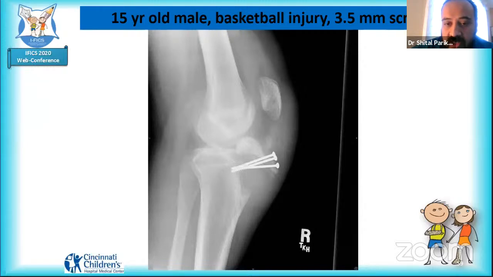I'll move on to the next case here. This patient presented, fixed somewhere else with 3.5 screws, a 15-year-old male. And why do we think that this may have failed? That is the question. Similar injury to the case seen above.